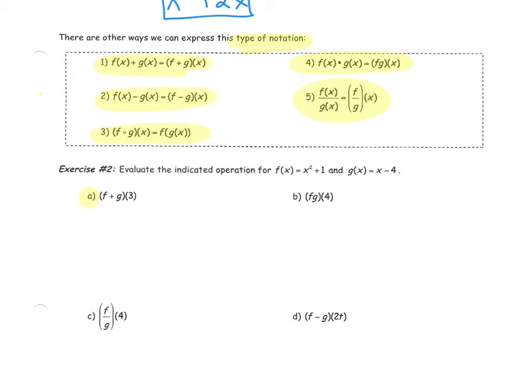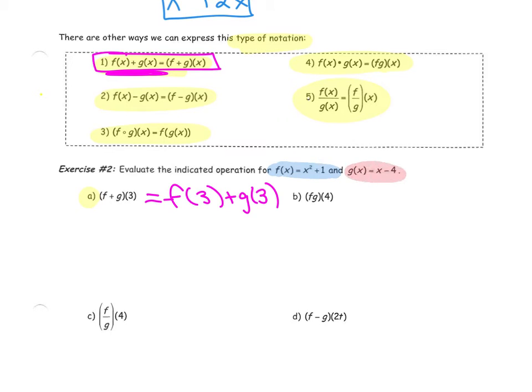So we have f plus g of 3. If I come up to my notation up here, that's what this mimics. f plus g of x is equal to f of x plus g of x. So I could technically rewrite this as f of 3 plus g of 3. And we're just going to plug in as we normally would. So we know we're given the following. Let's color code this here. We'll do green and red.